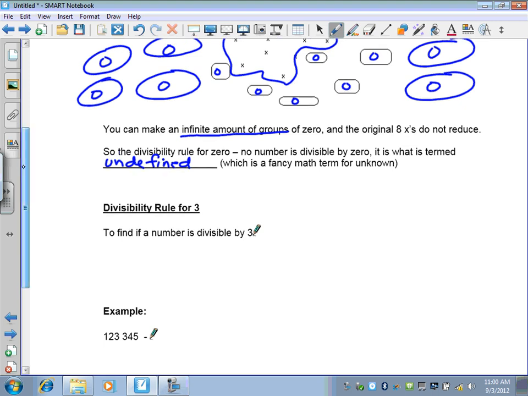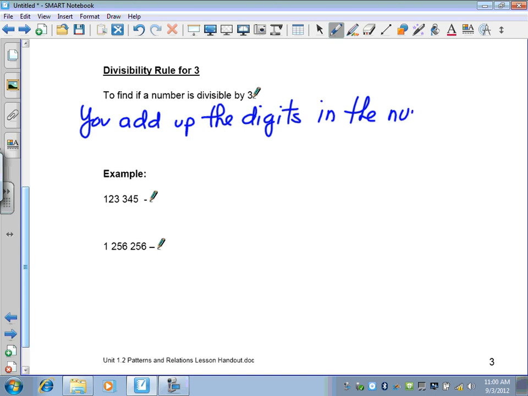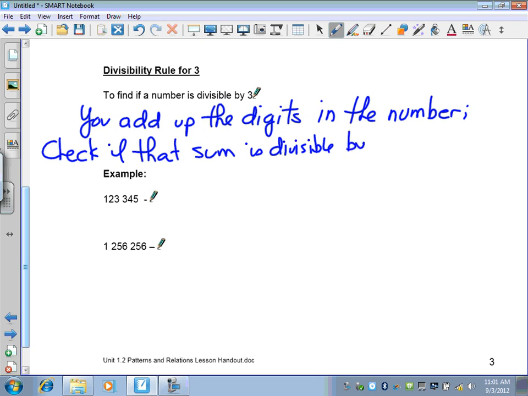So now let's take a look at the divisibility rule for 3. Well, to do this, I'm going to actually just tell you what the divisibility rule is, and then we'll do some examples. To find if a number is divisible by 3, you add up the digits in the number. Now here's the test. You take that sum and you check to see if that sum is in the 3 times tables that you know. And the way we're going to state that is, check if that sum is divisible by 3. Now, you may not understand exactly what I'm saying here, but let's do a couple of examples, and I think you'll catch on pretty quickly.